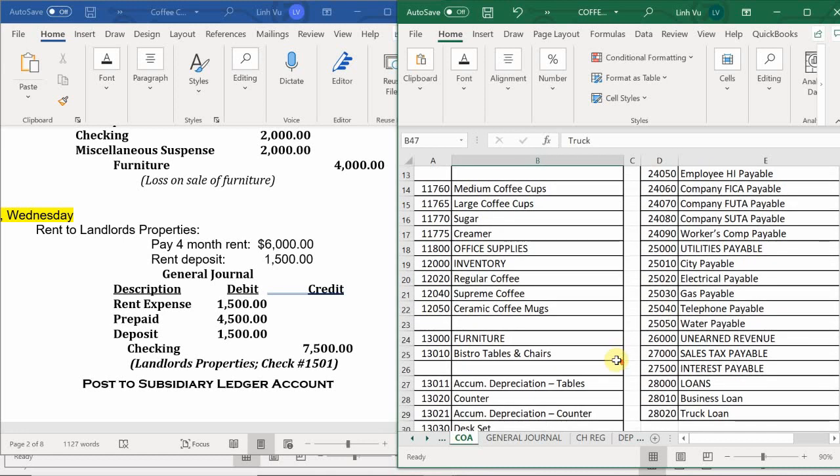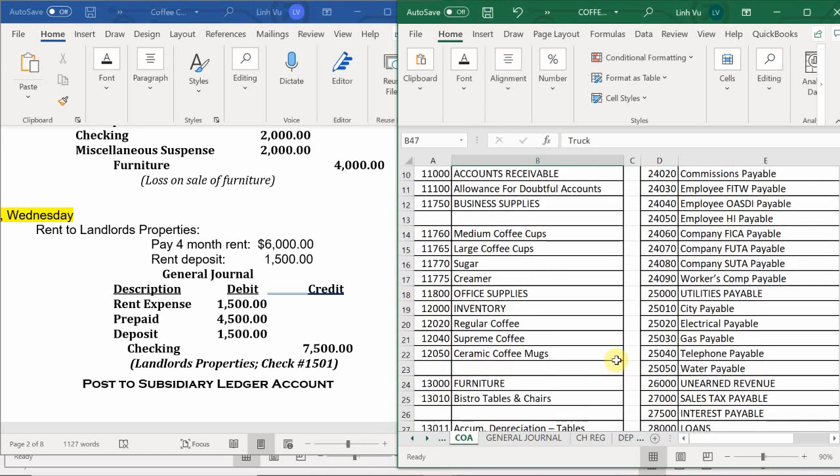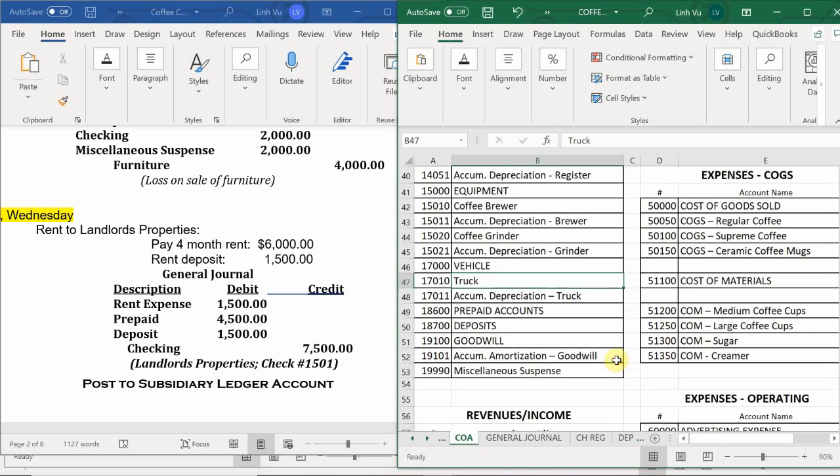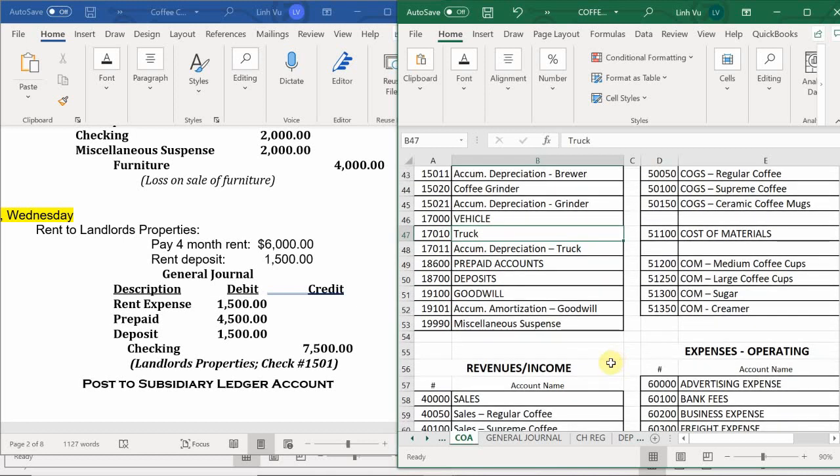Wait, what is a prepaid? I cannot see it. Okay, so in this case, if I paid for rent, can I touch rent? No. So is it intangible? Correct, because I made an advance payment, I own the rent place for July, August, and September. Prepaid accounts, correct. Prepaid accounts is 18,600.